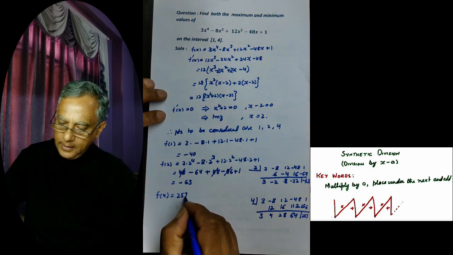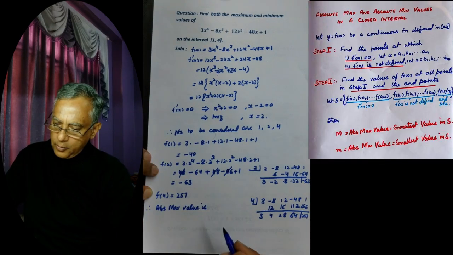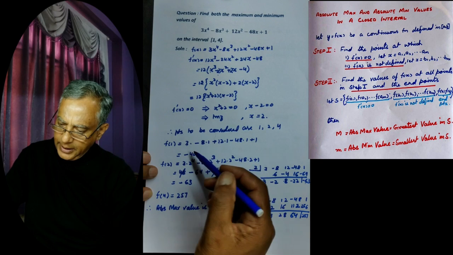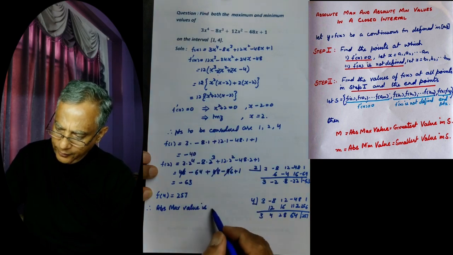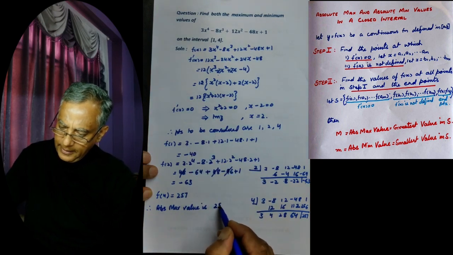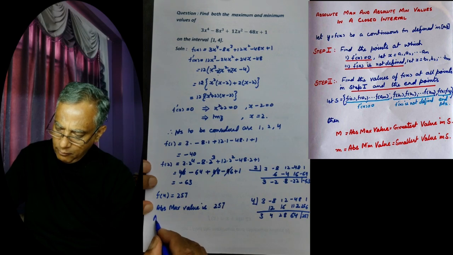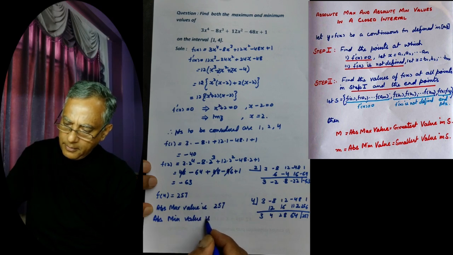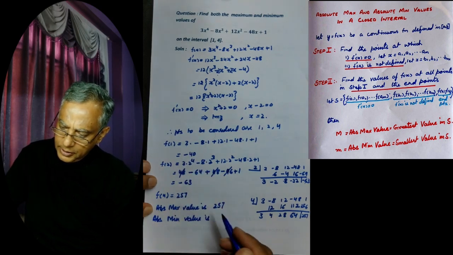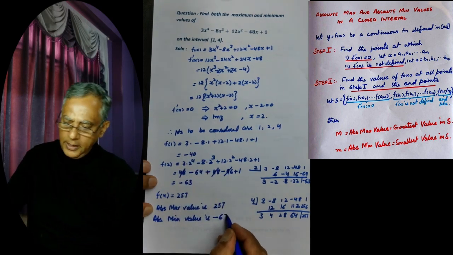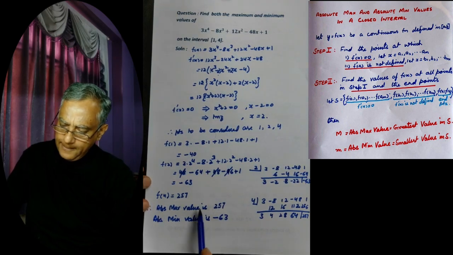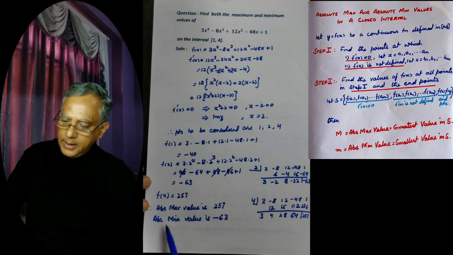Therefore, the absolute maximum value is, which is the greatest value among these? This is the greatest value, so this is 257. And the absolute minimum value is, which is the minimum? Minimum is minus 63. This is the absolute minimum value. And the point of absolute maximum is 4, and the point of absolute minimum is 2.